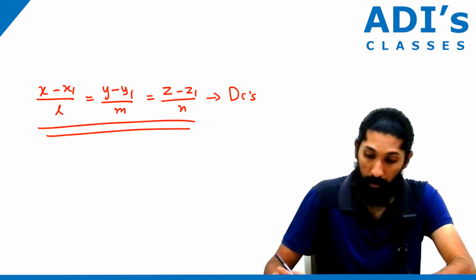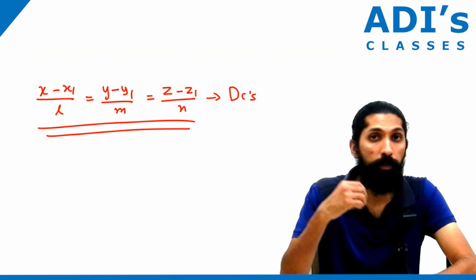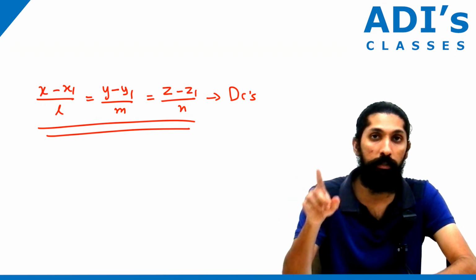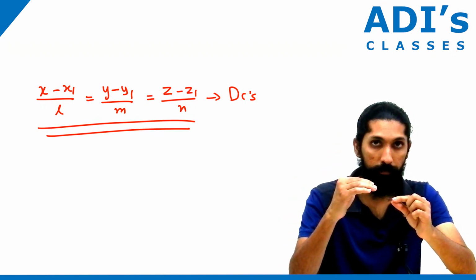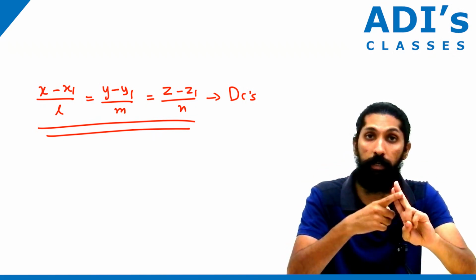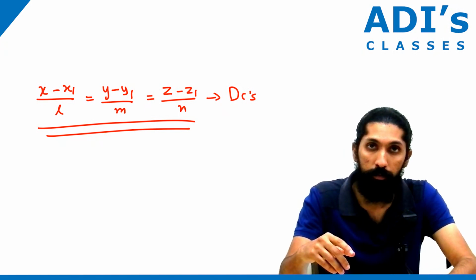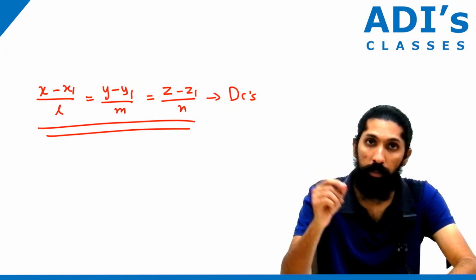Clear? So, we have learned in the last two videos how to find the equation of a line, either parallel to a given vector, parallel to a given line, passing through a point. That is the first type. Second type is passing through two given points. Fine. Now, let's look into the angle between the two lines in the next video.